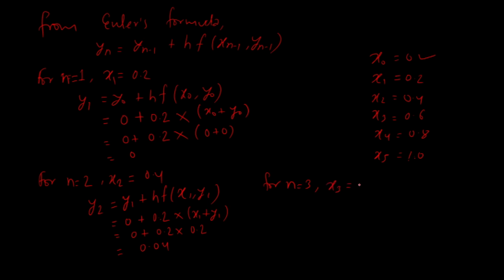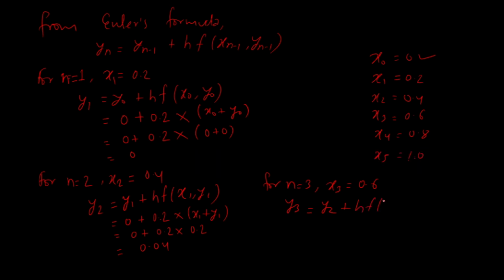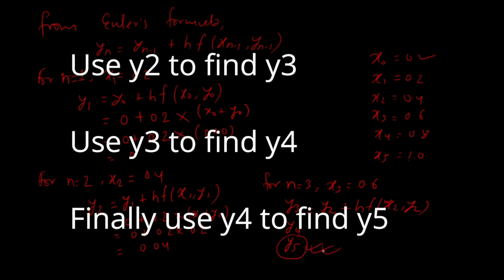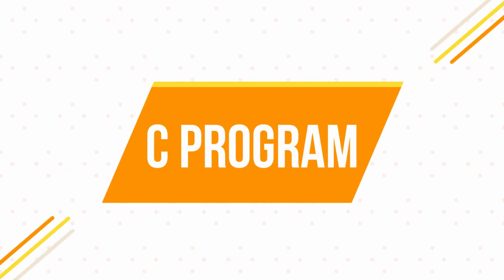Okay. Similarly, for n equals 3, x3 will be 0.6, and y3 we can find as y2 plus h f(x2, y2). So y4 can be found and y5 can be found, and this will be our final solution. Now let's go ahead and write the C program for Euler's method.